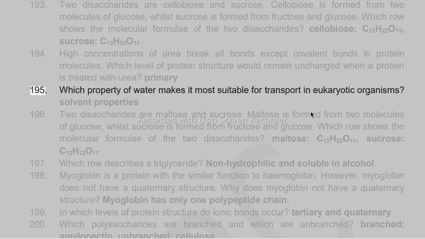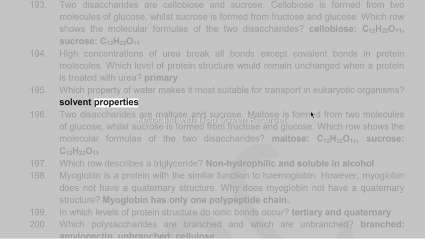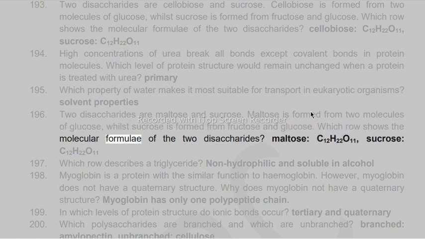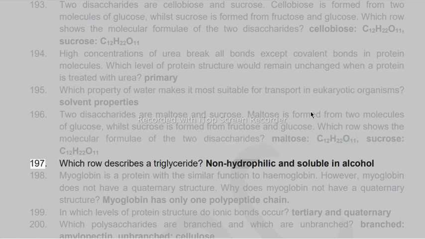Primary. 195. Which property of water makes it most suitable for transport in eukaryotic organisms? Solvent properties. 196. Two disaccharides are maltose and sucrose. Maltose is formed from two molecules of glucose, whilst sucrose is formed from fructose and glucose. Which row shows the molecular formulae of the two disaccharides? Maltose, C12H22O11, sucrose, C12H22O11. 197. Which row describes a triglyceride?